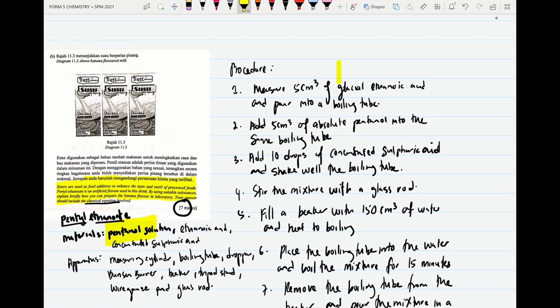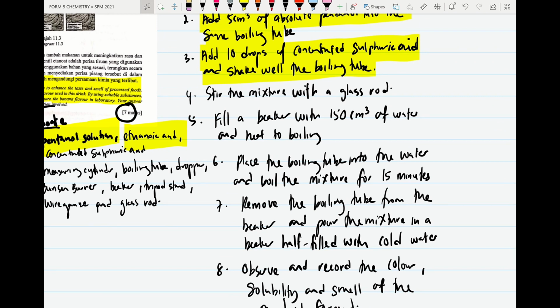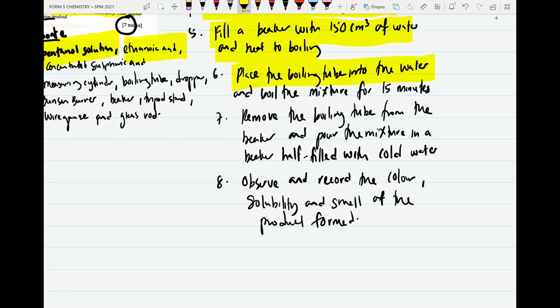All right, so here measure 5 cm³ of glacial ethanoic acid. So we take glacial ethanoic acid, add 5 cm³ of absolute pentanol, add 10 drops of concentrated sulfuric acid, okay, and shake well the boiling tube. Stir the mixture with a glass rod, fill a beaker with 150 cm³ of water and heat to boiling. Place the boiling tube into the water and boil the mixture about 15 minutes. Remove the boiling tube from the beaker and pour the mixture in a beaker half filled with water. Observe and record the color, solubility, smell of the product formed.